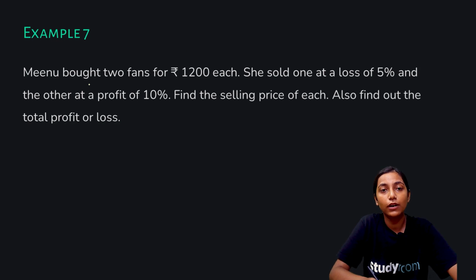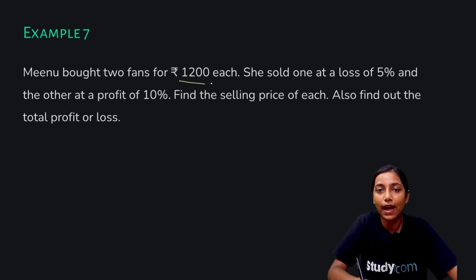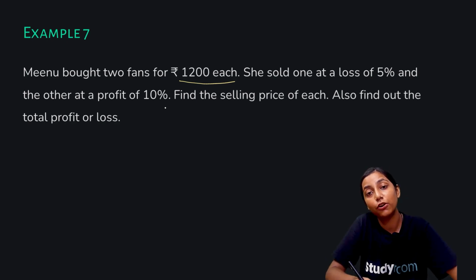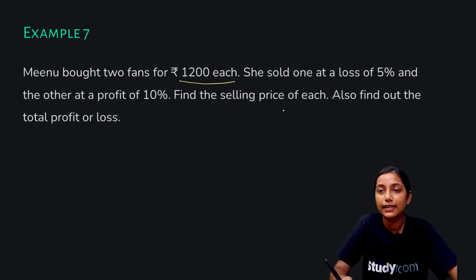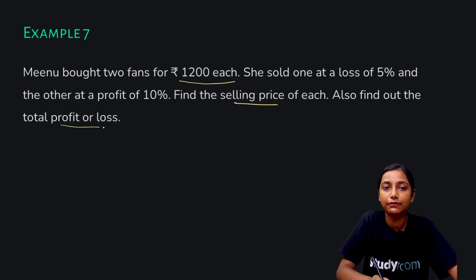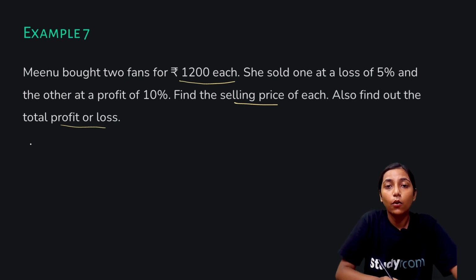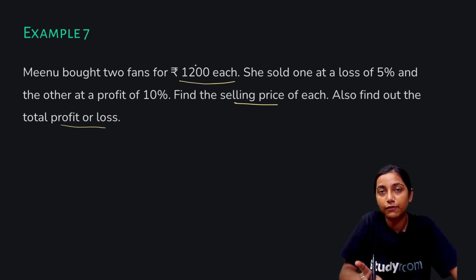Now, first of all, we are given that Meenu is buying 2 fans and both fans are of rupees 1200 each. She is selling one fan at a loss of 5%, the other at a profit of 10%. We need to find the selling price. First part is to find the selling price and finally then find the profit or the loss made by her. Okay, so 1200 is given as the cost price of one fan.